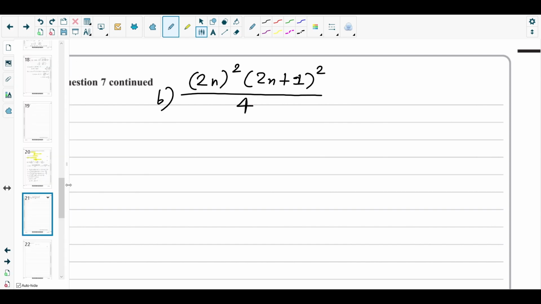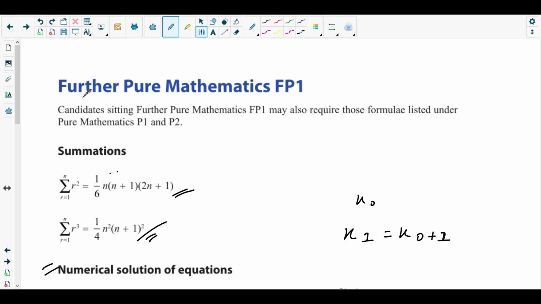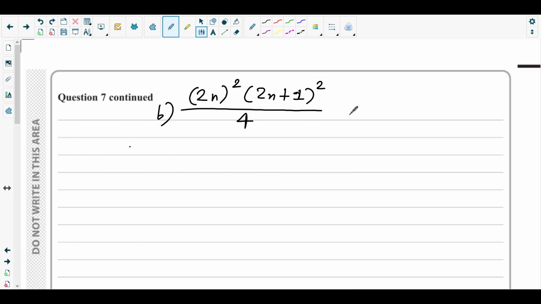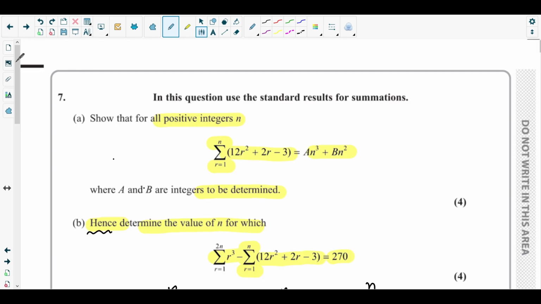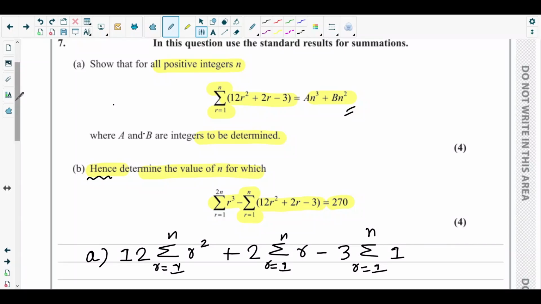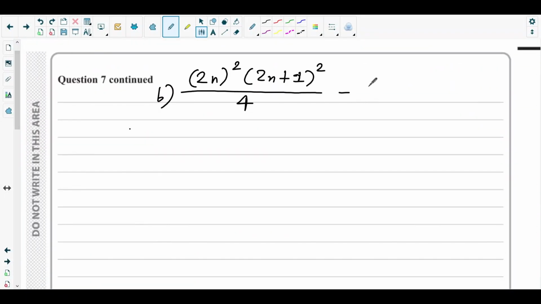If I'm not wrong, let me show you the formula and check it out. n squared times n plus 1 whole squared over 4, so here n equals twice of n, because the question wanted the sum of r cubed from r equals 1 to twice n. Minus the equation that we found in part A, which is 4n cubed plus 7n squared. So minus 4n cubed, minus 7n squared, this equals 270.